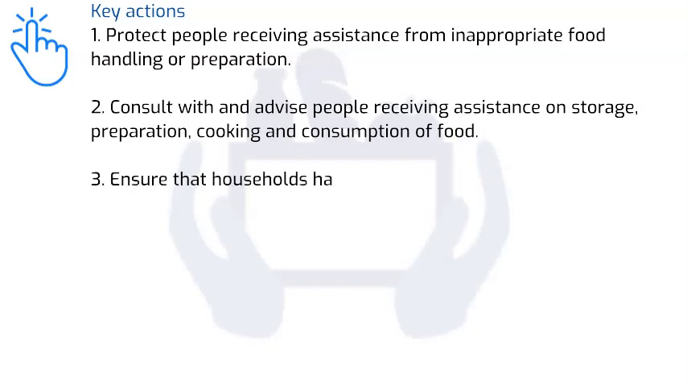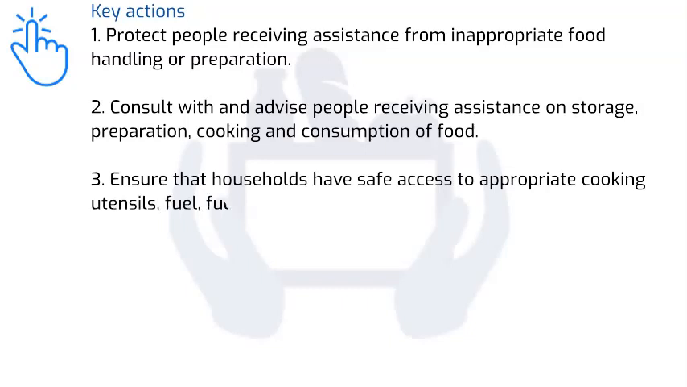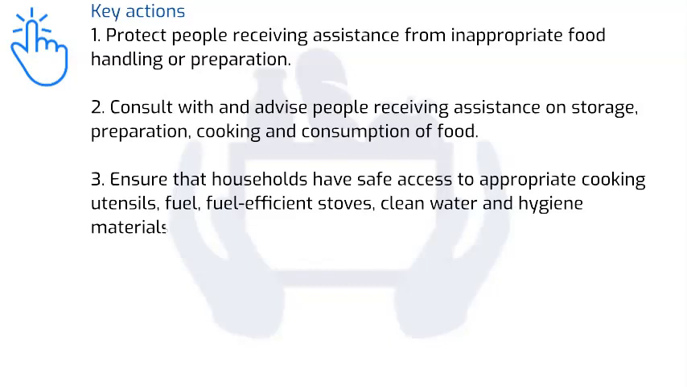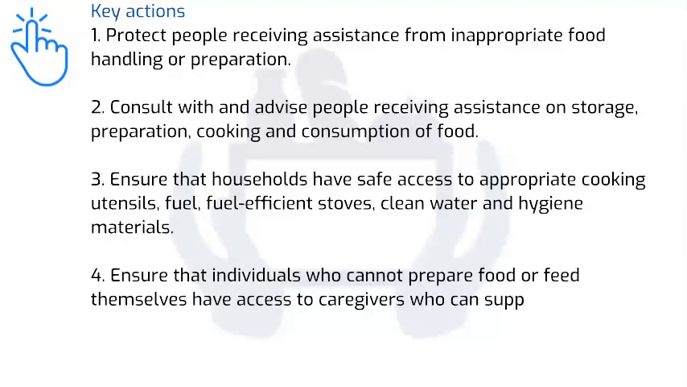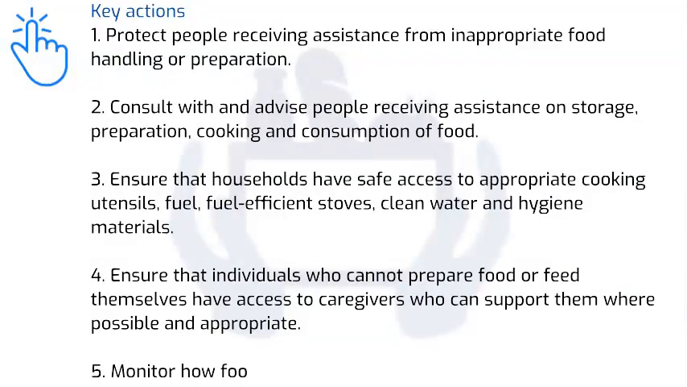3. Ensure that households have safe access to appropriate cooking utensils, fuel-efficient stoves, clean water, and hygiene materials. 4. Ensure that individuals who cannot prepare food or feed themselves have access to caregivers who can support them where possible and appropriate. 5. Monitor how food resources are used within the household.